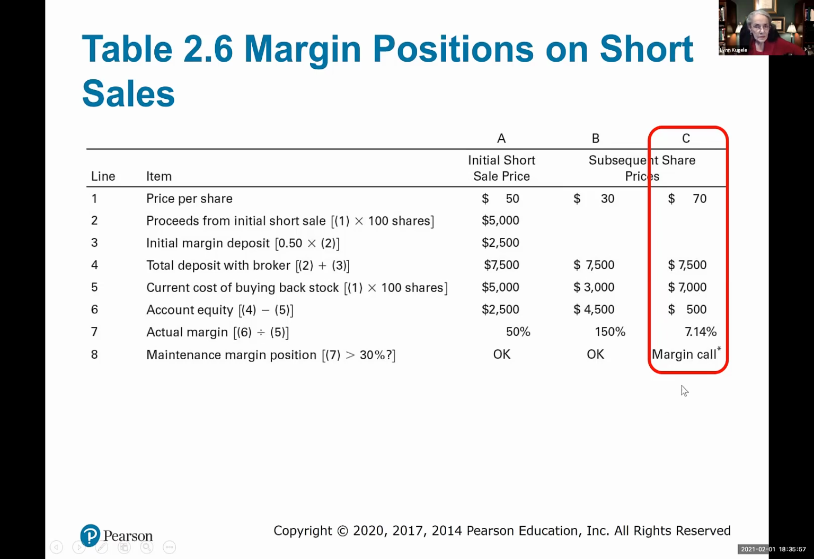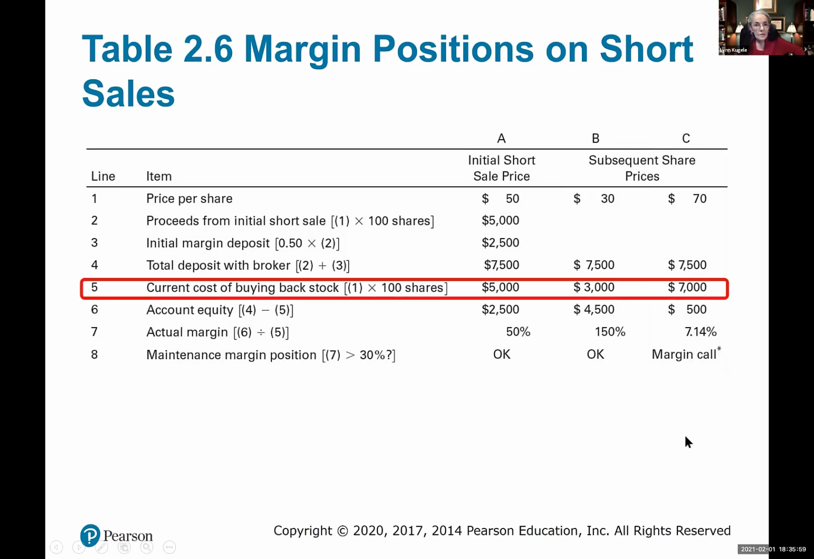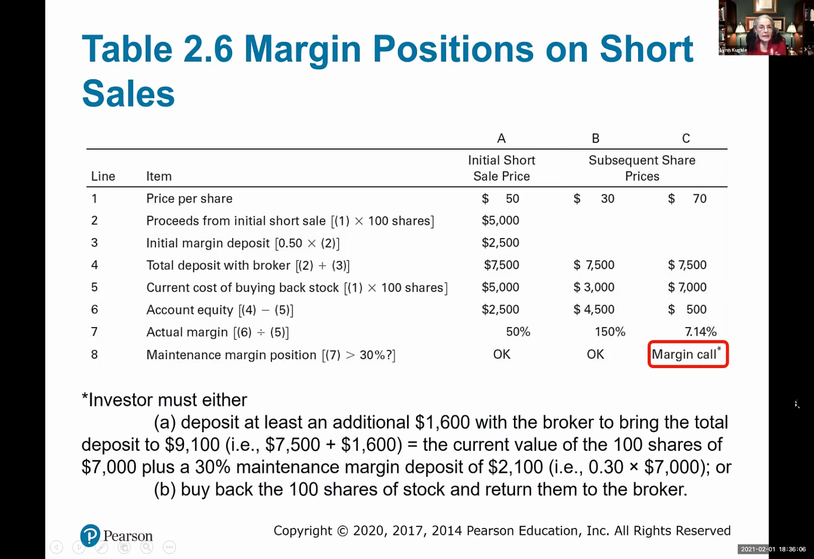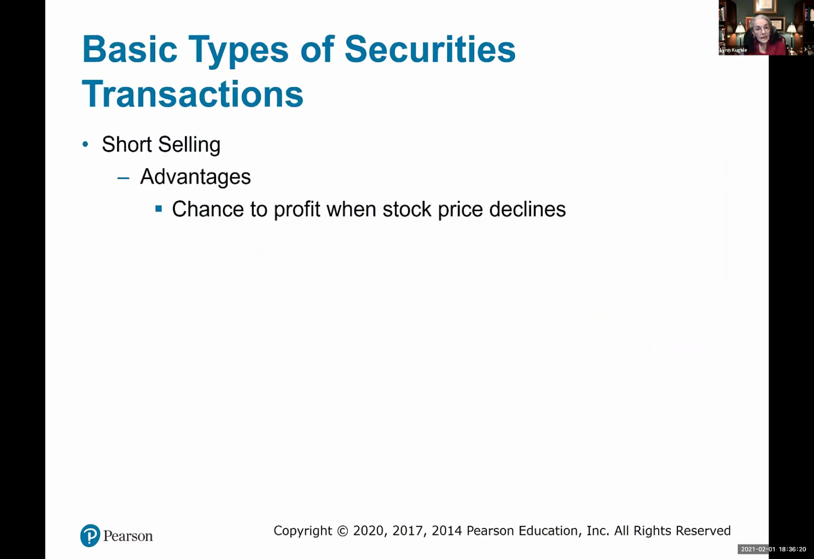I'm going to lose money. I'm going to get a margin call right there. That's what changed: the current cost of buying the stock back to cover. He's going to have to either deposit an additional amount to bring it back up to the initial deposit, or he's going to have to buy back the 100 shares and return them to the broker. It's dangerous. The advantages: if you think a stock's going to go down, you can short it.